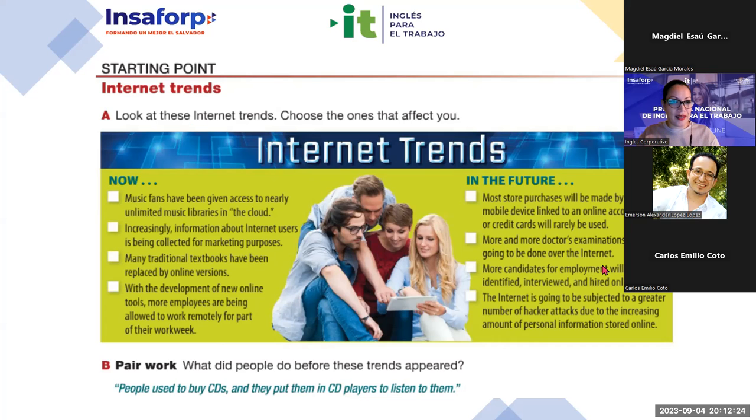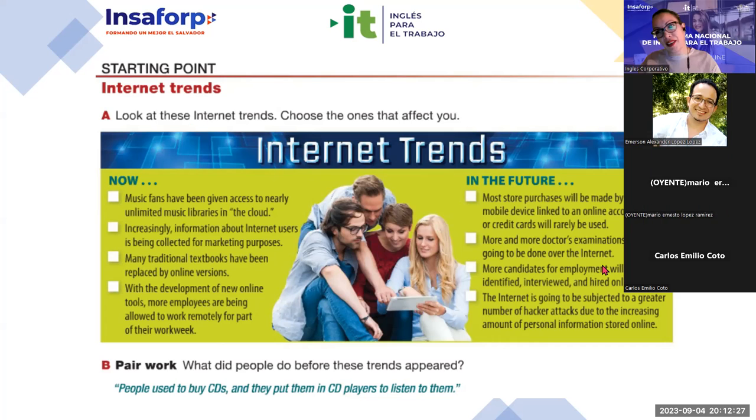Okay, internet trends. Now, music fans have been given access to nearly unlimited music libraries in the cloud. Increasingly, information about internet users is being collected for marketing purposes. Many traditional textbooks have been replaced by online versions. With the development of new online tools, more employees are being allowed to work remotely for part of their work week. Thank you so much, Martiel.